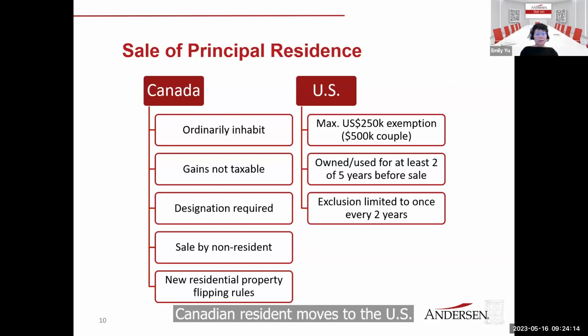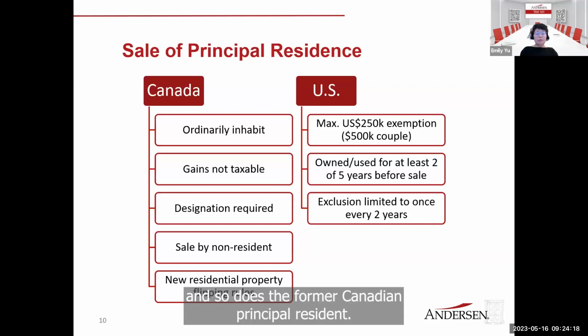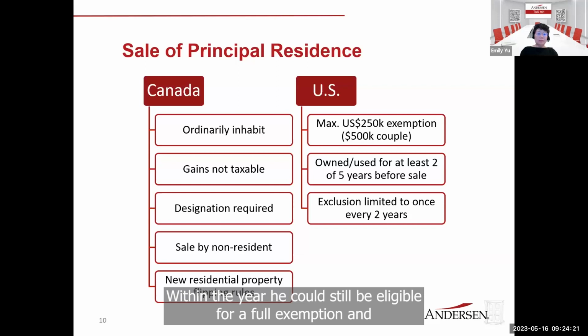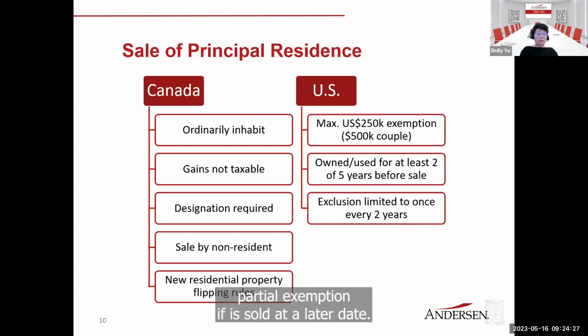Now, when a Canadian resident moves to the US and sells his former Canadian principal residence within a year, he could still be eligible for a full exemption, and a partial exemption if it's sold at a later date.